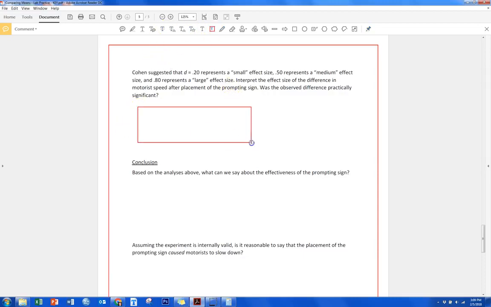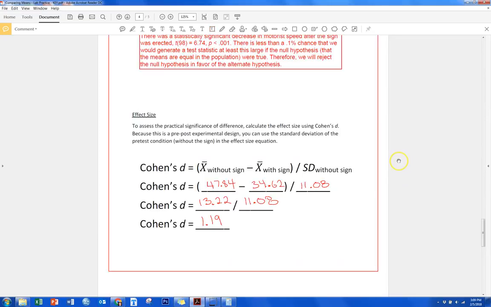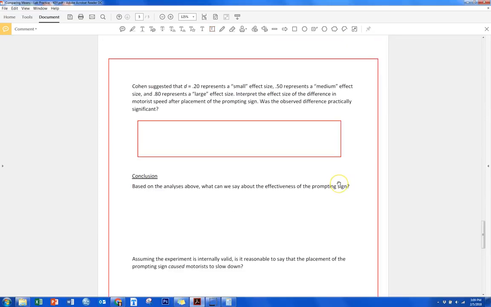Okay, so let's talk about that. Okay, so 1.19. The effect size of the decrease in motorist speed was 1.19 based on Cohen's criteria. This represented a very large effect. Right? So 1.19 is much bigger than 0.8, which is large. So this is a very large effect.